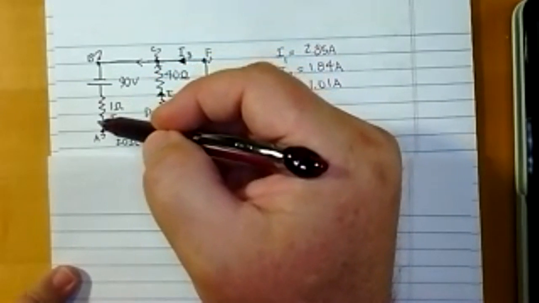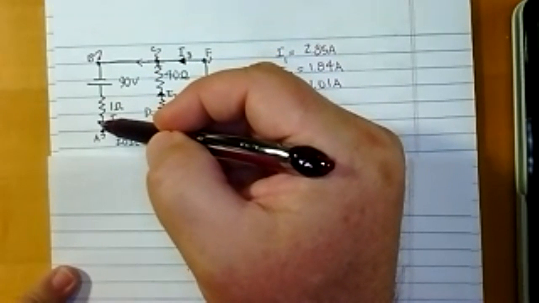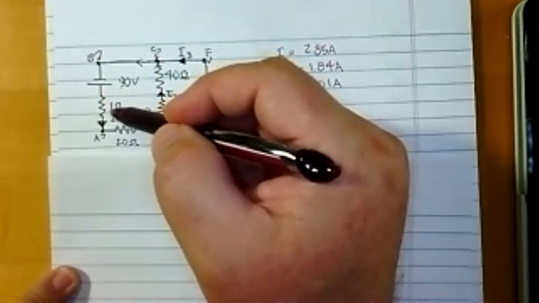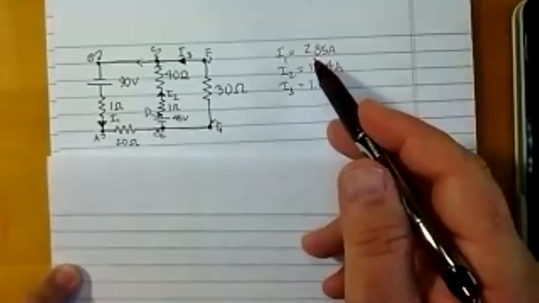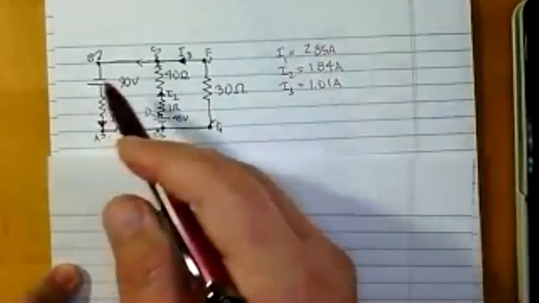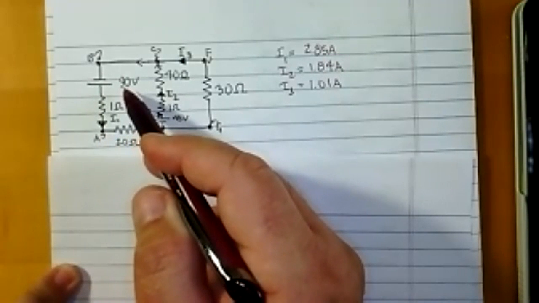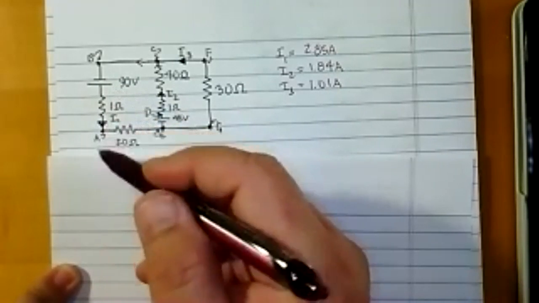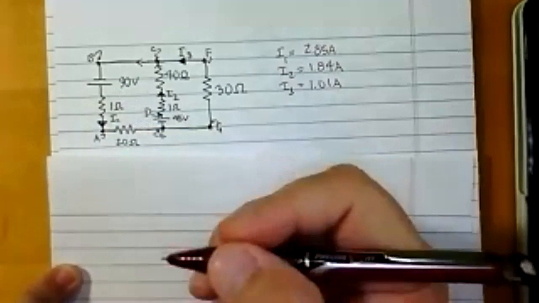But then once I go across here, this is the actual terminal of the battery. So that drops by an amount, I1 times 1 ohm. Well, I1 was 2.85. So if I multiply that by 1, I get 2.85. So this is going to be almost 3 volts shy of 90. So it's going to have a terminal voltage roughly of 87.15. So that's the way you can find the terminal voltage for this battery.